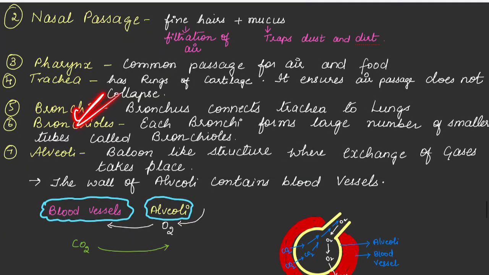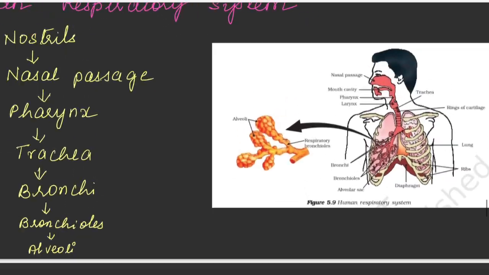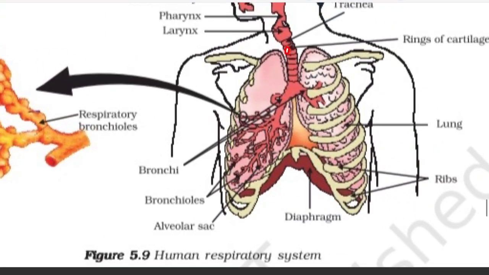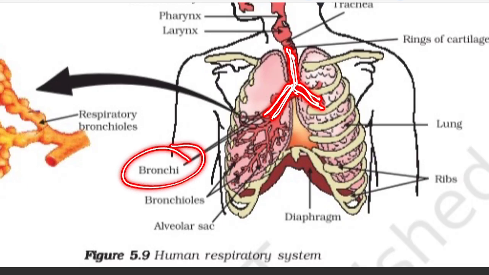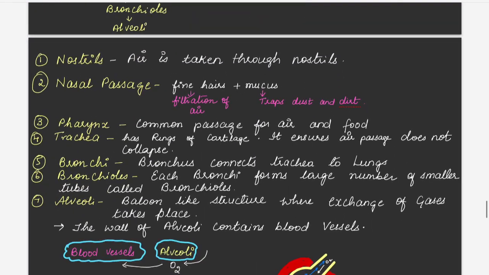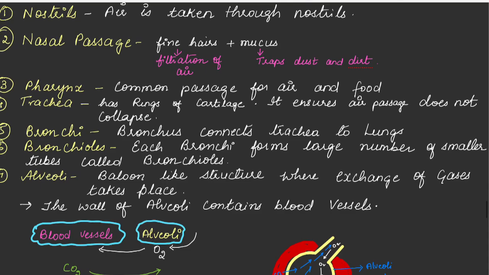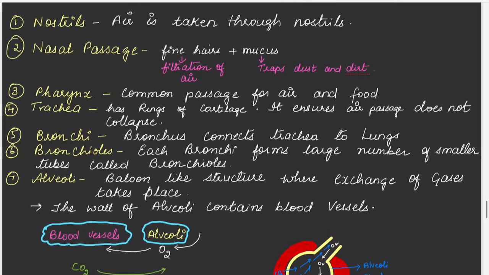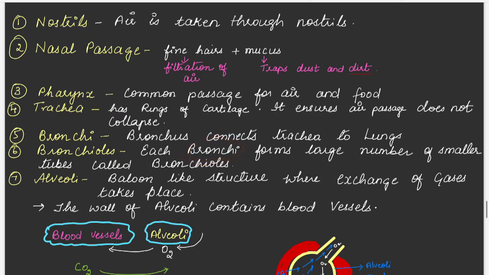And then next is bronchi. So bronchus connects trachea to the lungs. That is, here you can see branches arising. So this is trachea. So this trachea will divide into two branches, one into one lung, another into the second lung. So this branch is called bronchi. And then this bronchi will form many branches which are called bronchioles. So here you can see each bronchus forms a large number of smaller tubes which are called bronchioles.